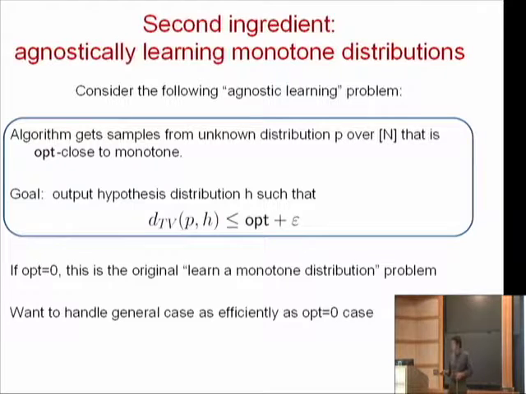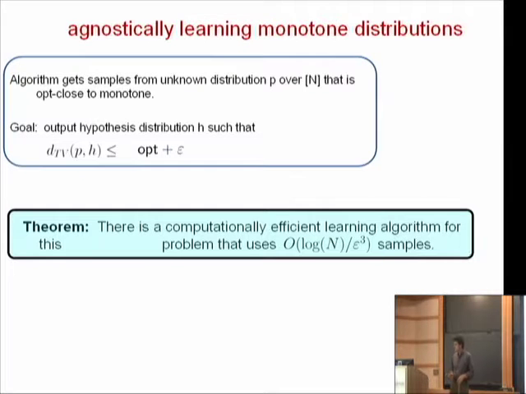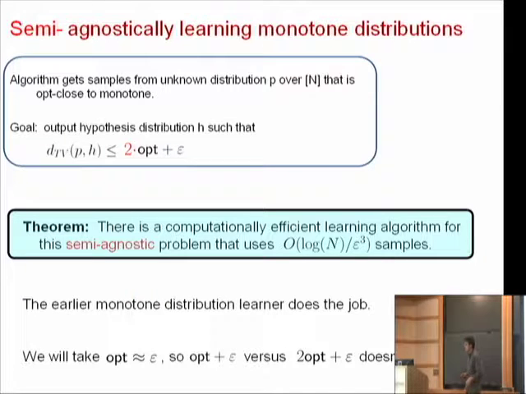But so then just the usual monotone distribution learner would do it. You've totally anticipated my next slide, yeah. Except with one tiny wrinkle. So you're completely right. There is an efficient algorithm for this problem. It uses log n over epsilon cubed samples. And just like Swastik said, the original monotone distribution learner that we saw, where we just have these oblivious buckets and we carve things up, it does the job.